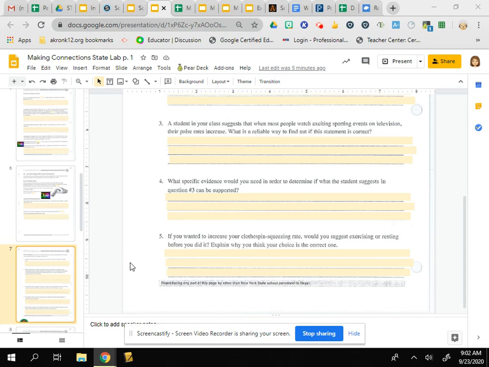Okay. And then number 5, if you wanted to increase your clothespin squeezing rate, would you suggest exercising or resting before you do it? Explain why you think your choice is the correct one. So pretend you're entering a clothespin squeezing competition and you want to be ready for it. Would you exercise? And I mean full body exercise that does increase your heart rate.